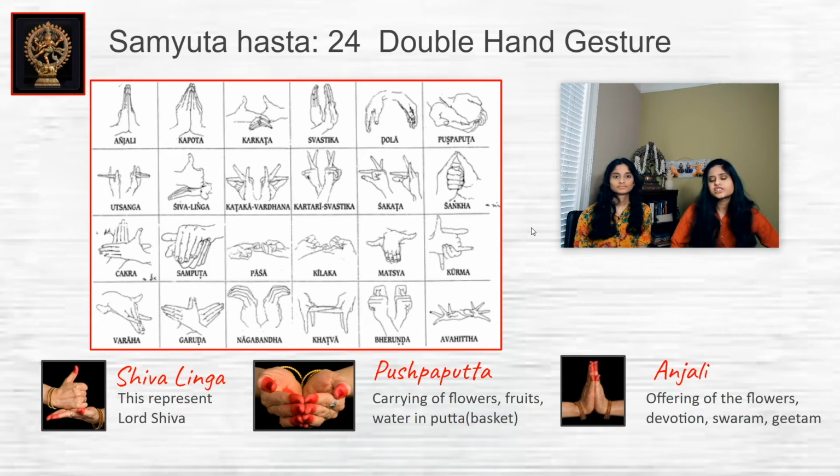And the Anjali, this is just a fun fact, but the Anjali is representing the offering of flowers, devotion, swaram, and Geetam. And if we connect this to the last video where we talked about the Pushpanjali was the blessing of flowers. And in the same way, the Geetanjali is the blessing of Geetam or songs, the Swaranjali is the offering of swaram or music, and the Shraddhanjali is the offering of devotion, which is also love.